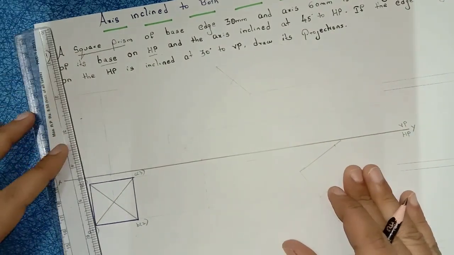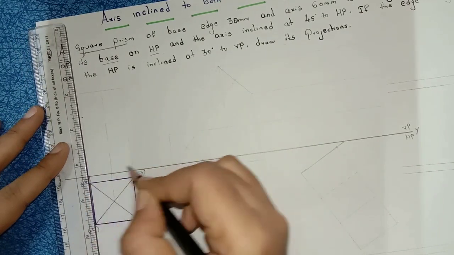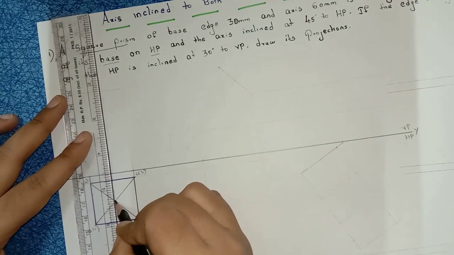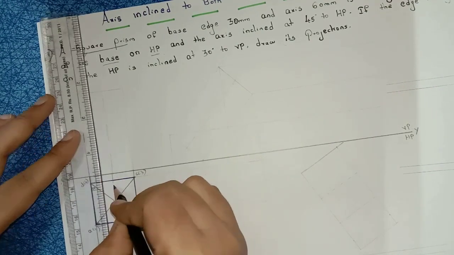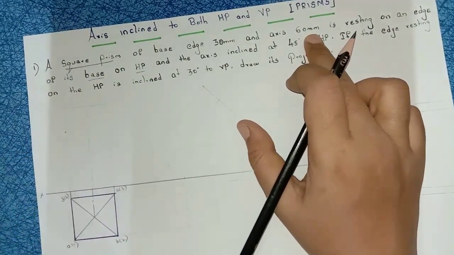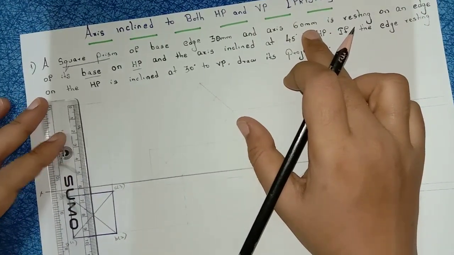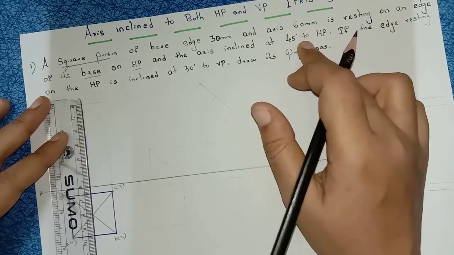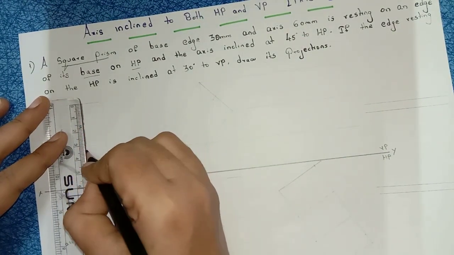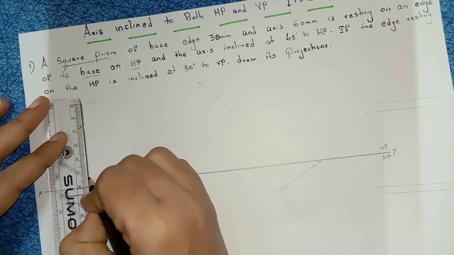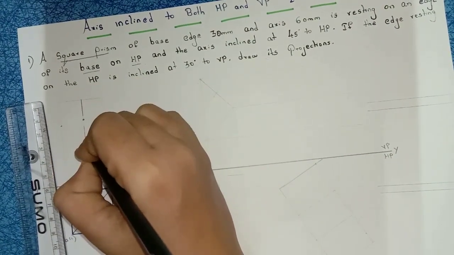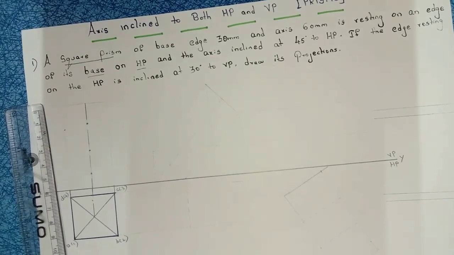After constructing this square, project all these corners till the reference line. From the axis also project the line till the reference line. Axis line should be dash dot. Now axis height is how much? 60 mm. So take 60 mm. Axis height is here 60 mm. In prisms, the axis line should be in very light manner. Dash dot, dash dot, dash dot. This is your axis line.